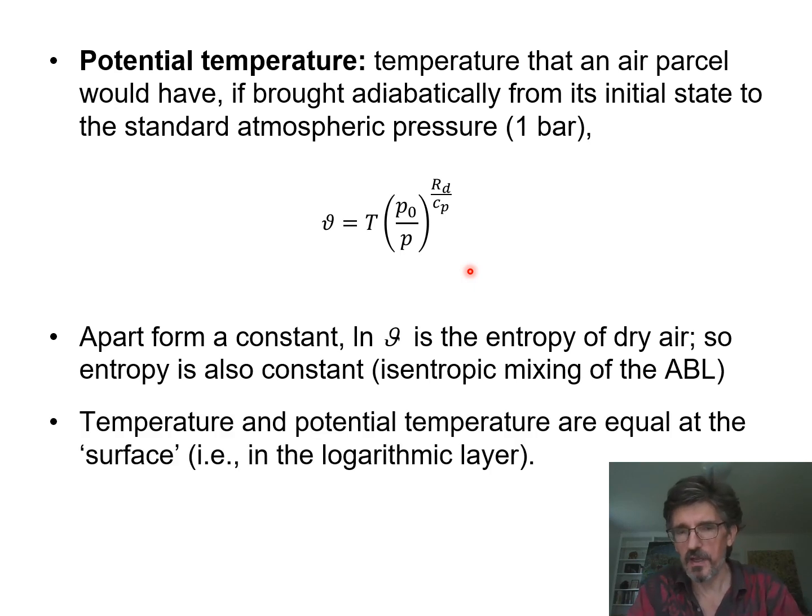The temperature and potential temperature obviously are equal if P is already equal to P naught. So if this is 1, the whole thing is 1, and theta is equal to 1, which means that the temperature and potential temperature are the same value at the surface. So once a surface means canopy or just above the canopy, the logarithmic layer, in the logarithmic layer, we can assume that T_A is equal to theta_A, and start from there.